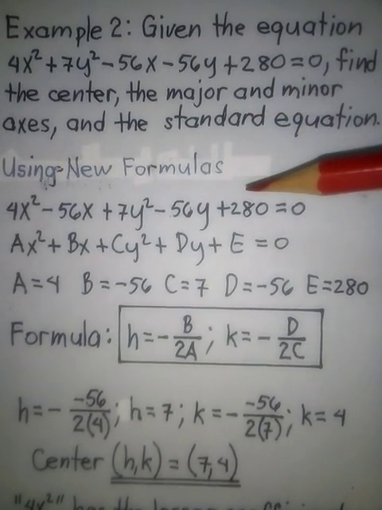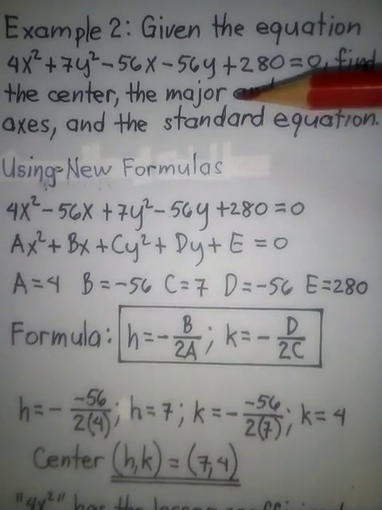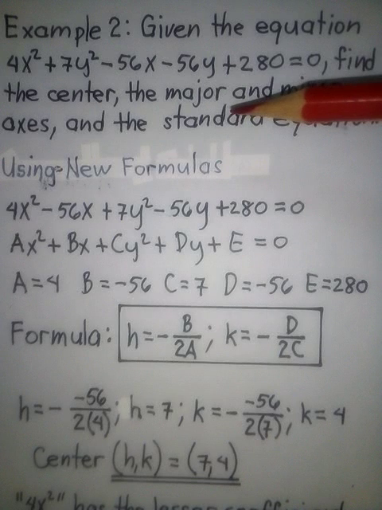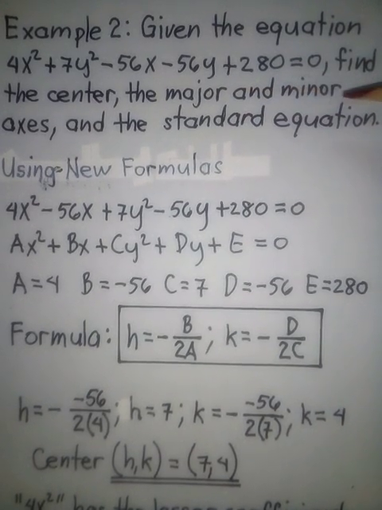Given the equation 4x squared plus 7y squared minus 56x minus 56y plus 280 is equal to 0, find the center, the major and minor axis, and the standard equation.